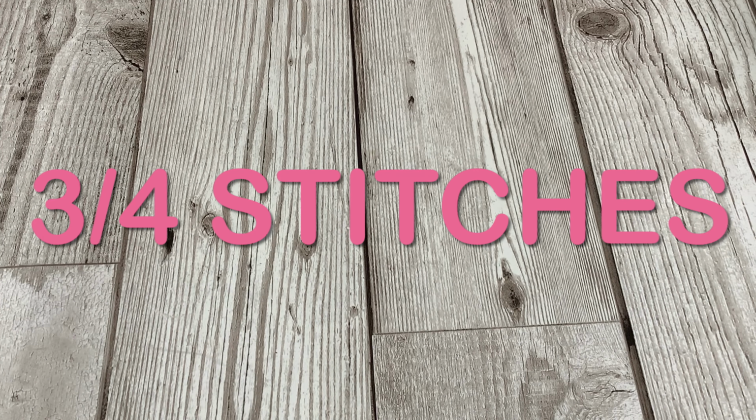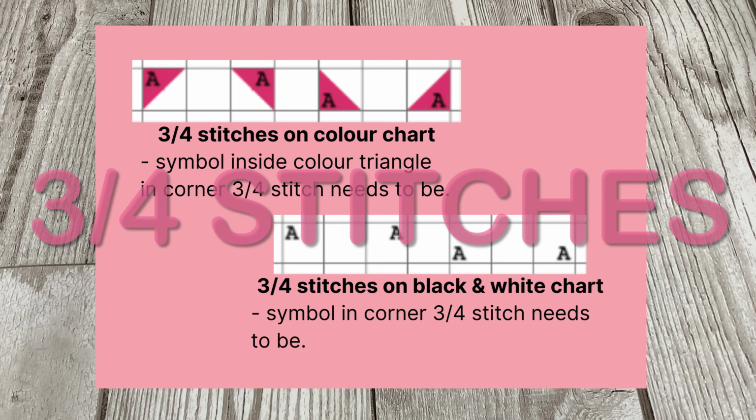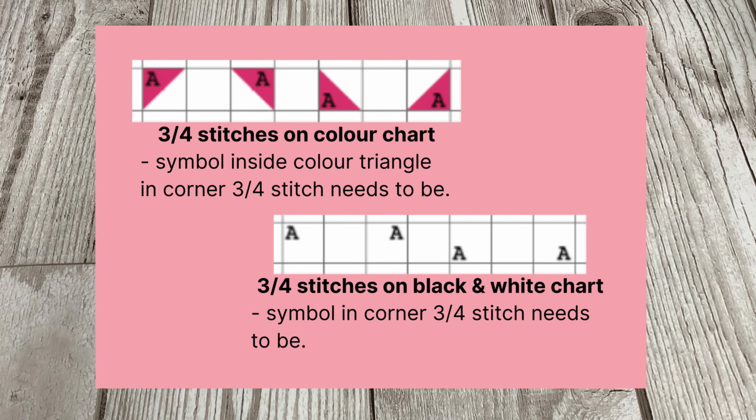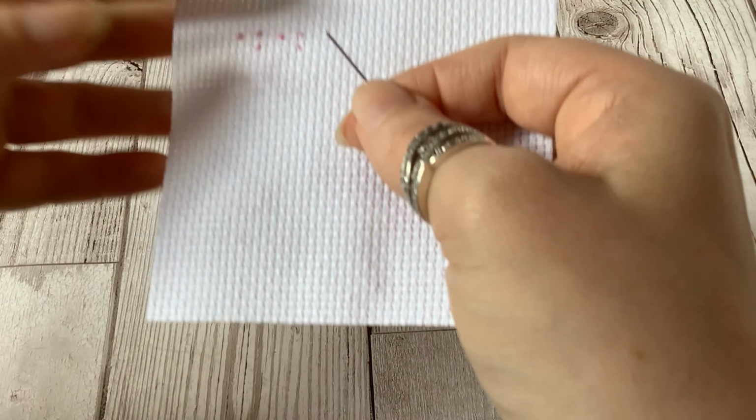Now we're going to look at the 3/4 stitches. This is how they're shown on my charts. As you can see, the symbol indicating which colour of thread to use is in one of the corners of the square. The corner it is in indicates which corner your 3/4 stitch needs to be in. As you can see on the colour chart, it's slightly clearer, as you do get the colour triangle in the corner as well. So now we know what the 3/4 stitch looks like on the chart, let's actually stitch them.